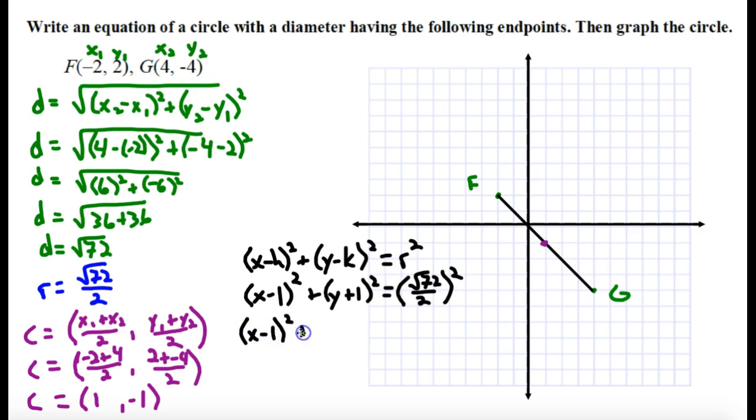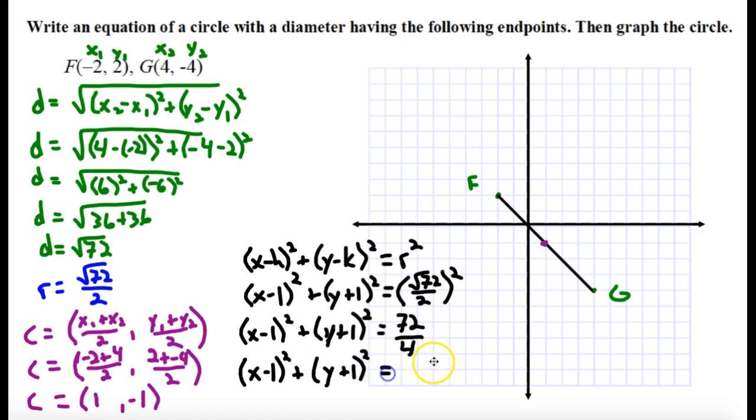So if I square a fraction, we need to square the numerator and square the denominator. So if I square the numerator, the square root of 72 squared is just 72. And then if I square the denominator, 2 squared is going to be 4. So then 72 divided by 4 gets me 18. So this would be my final answer.